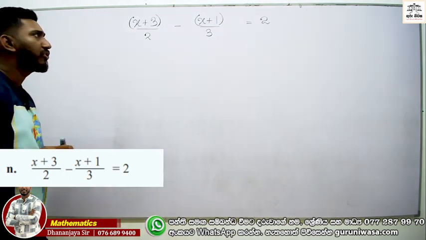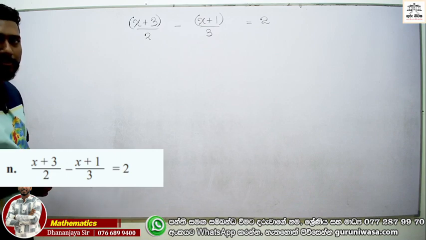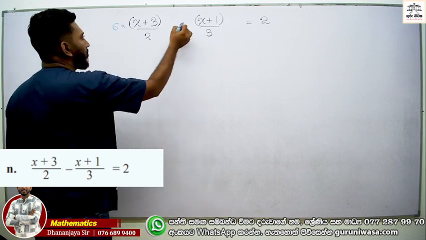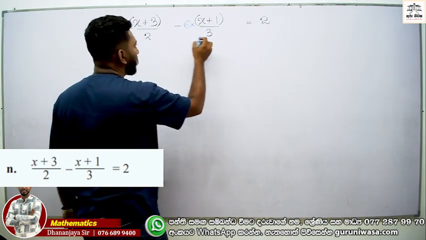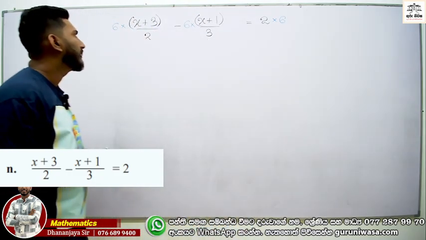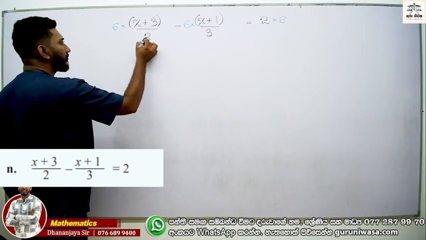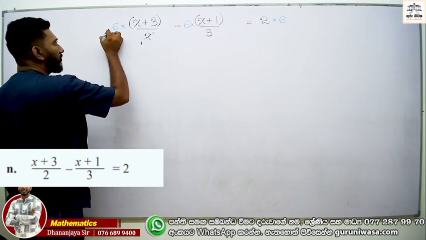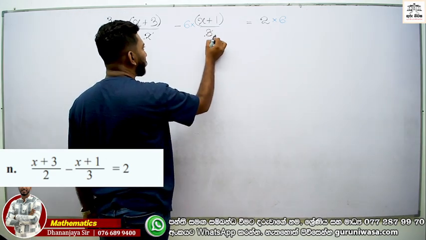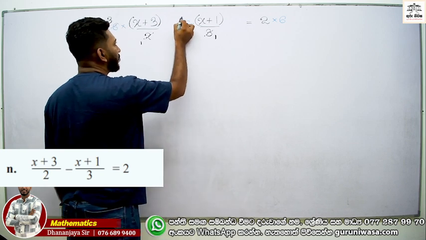The denominators are 2 and 3, and you know the LCM. LCM is 6. Therefore, I am going to multiply by 6. Multiply by 6. Right? And 2 times 1 and 2 times 3. 3 times 1 and 3 times 2.